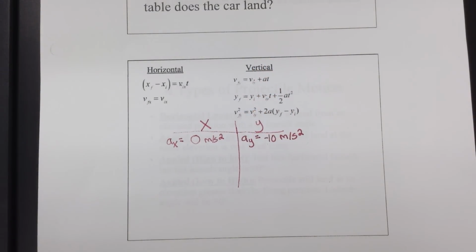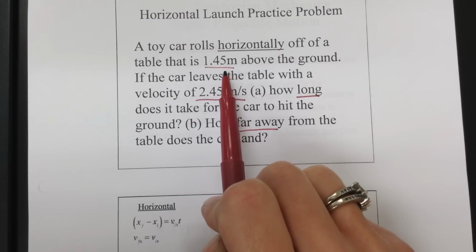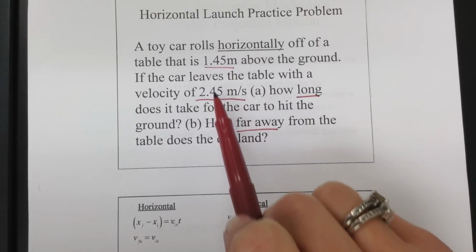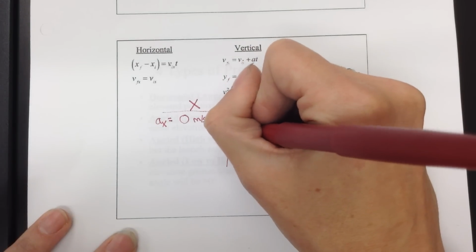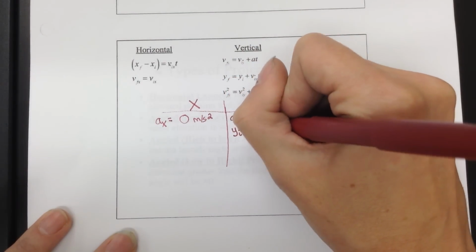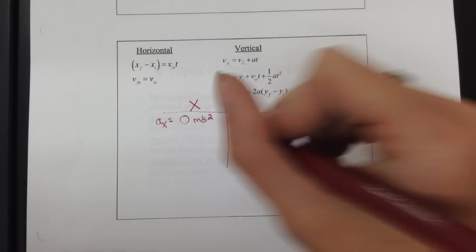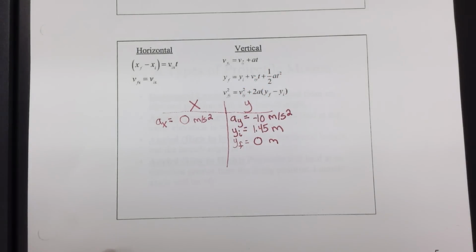Now, one of the first numbers we underlined was this 1.45 meters. They tell you how high up this toy car starts. How high up, that's a vertical measurement. So you know that your y initial is 1.45 meters. That's its initial position. Therefore, this car does end up hitting the ground, so we can say that y final, our final position, is 0 meters.